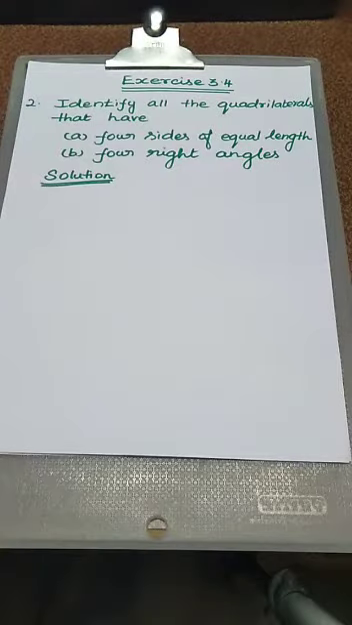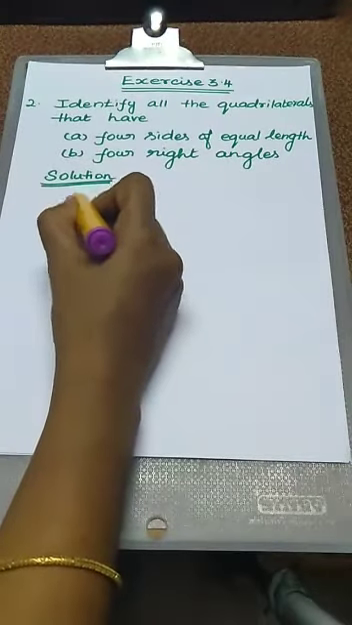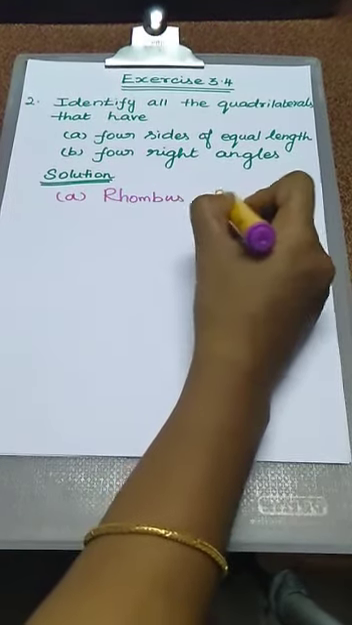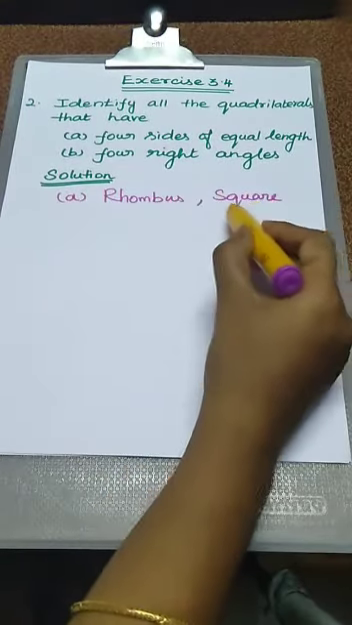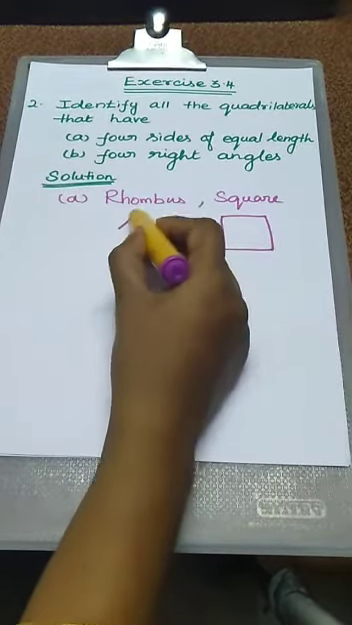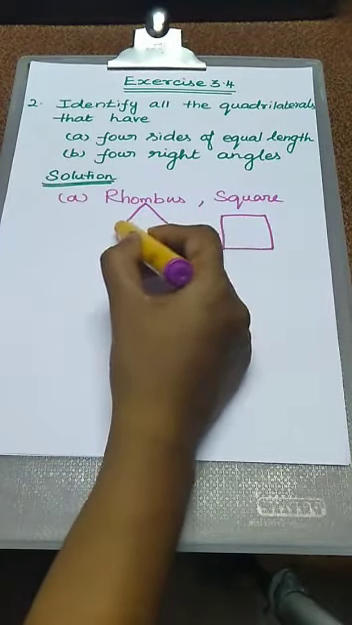Next exercise problem, exercise 3.4, second question. Identify all the quadrilaterals that have four sides of equal length. We know already what are the shapes having equal length. Actually square and rhombus only, because for a square all the sides are equal, for a rhombus also all the sides are equal. So what is the answer for the first one? A, rhombus and a square. Okay, because for a square and for a rhombus all the sides are equal.